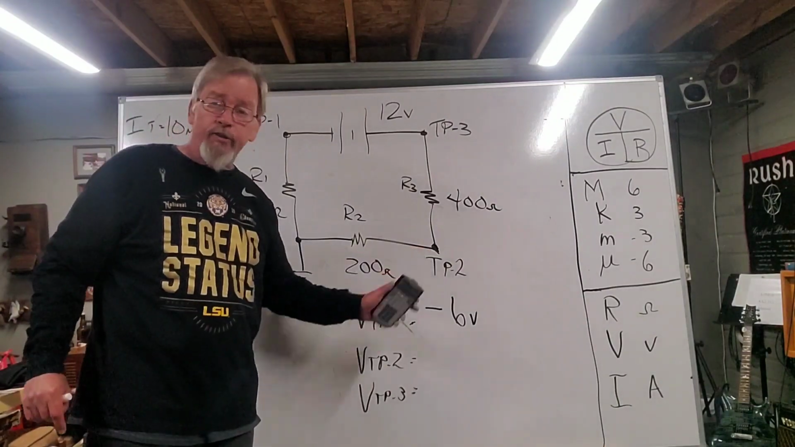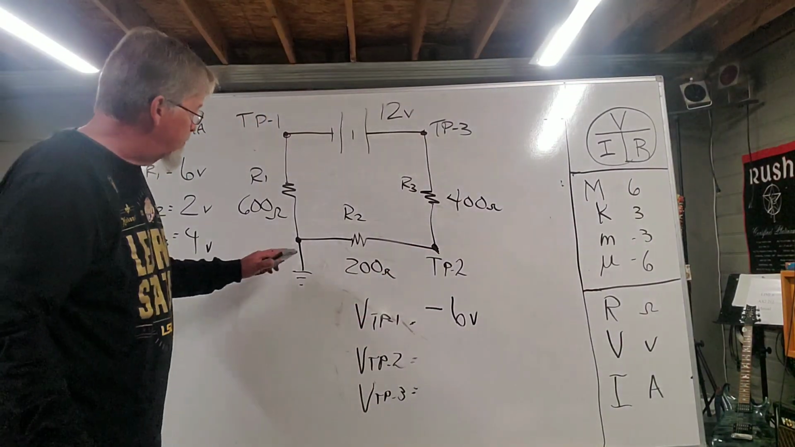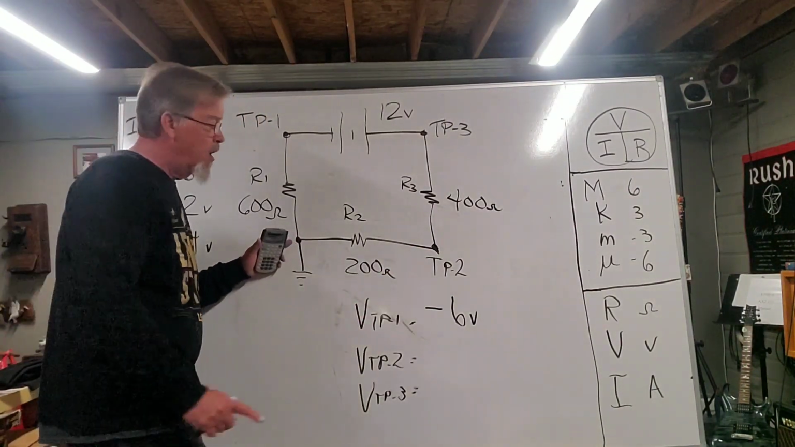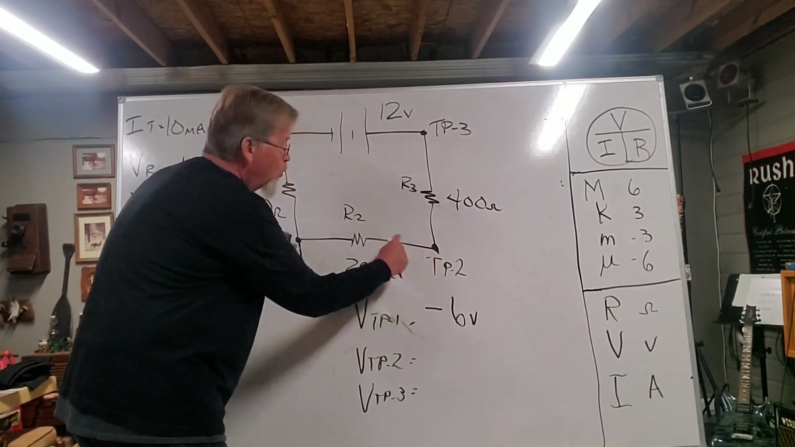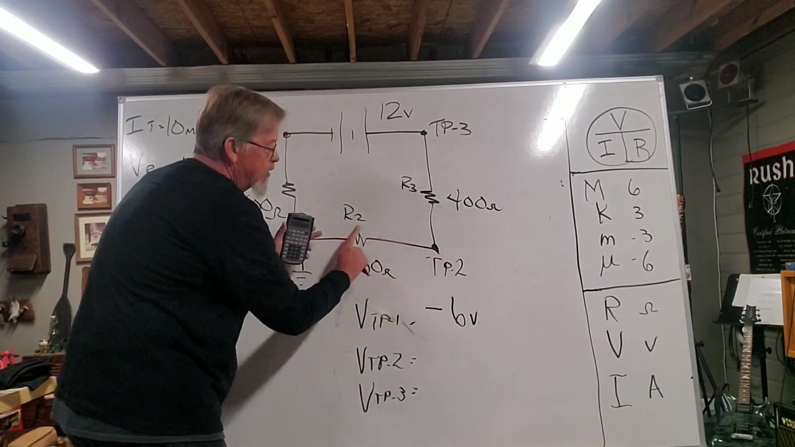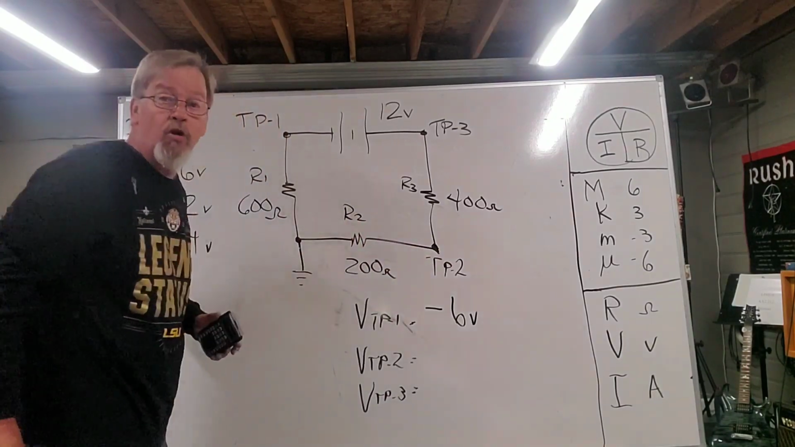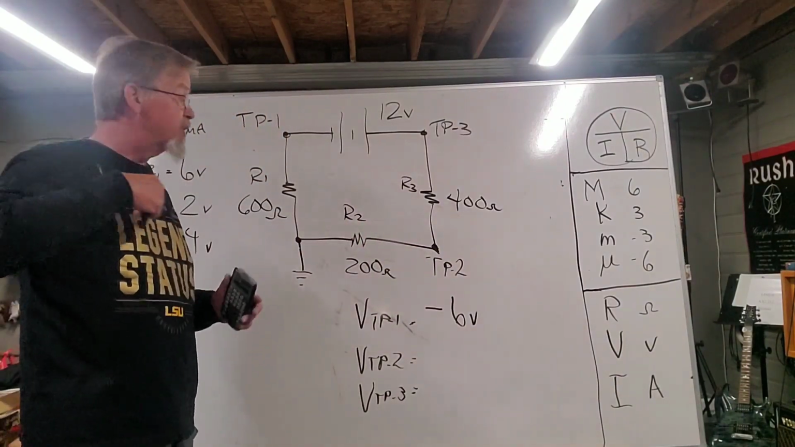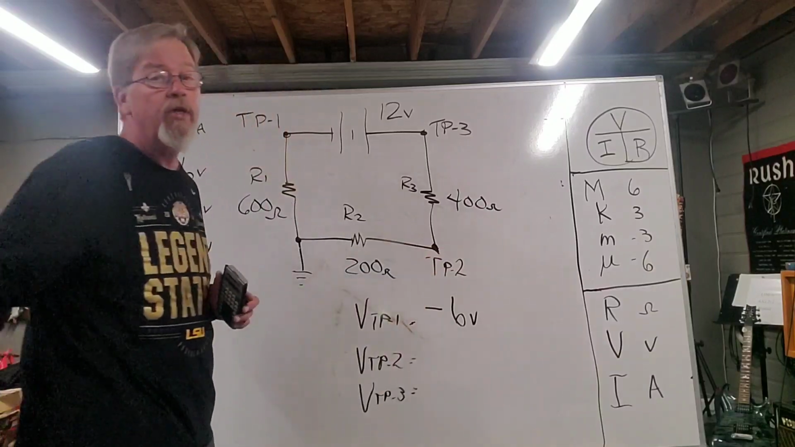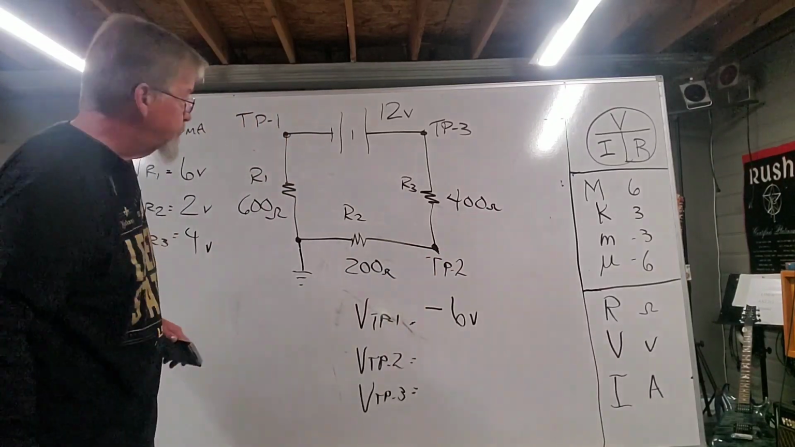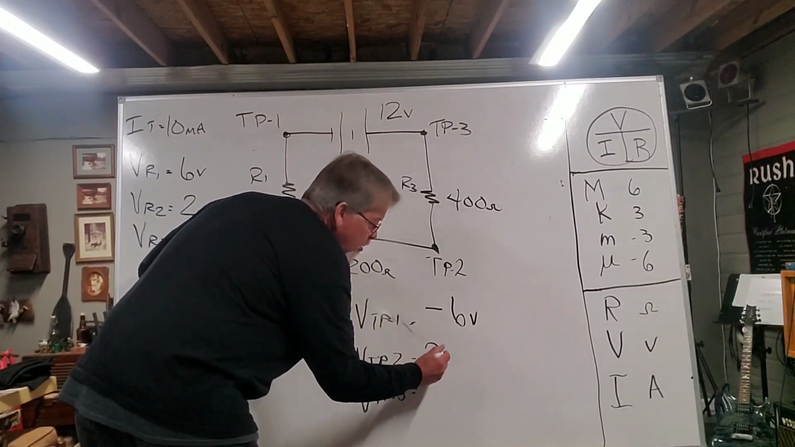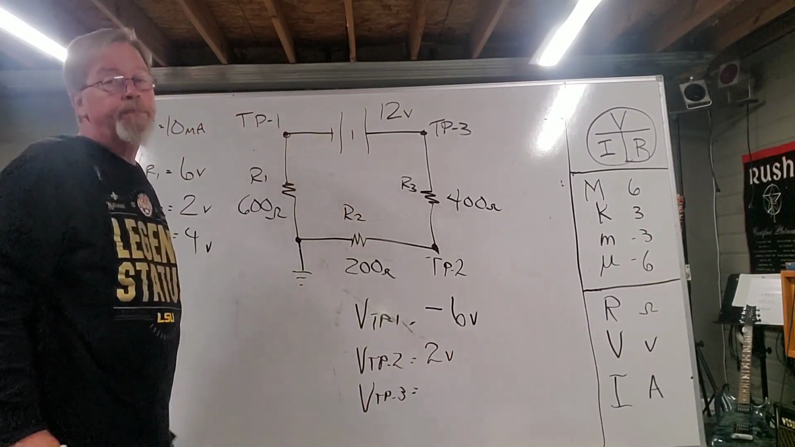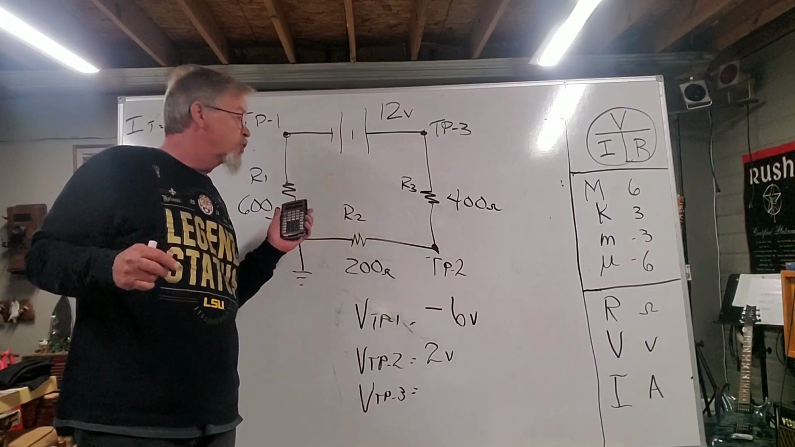So test point 2, I'm going to do the same thing. I'm going to put my black lead on ground. I'm going to measure test point 2. Which component am I measuring across? That's R2, so I will measure only the voltage for R2. And we had determined that that was 2 volts.